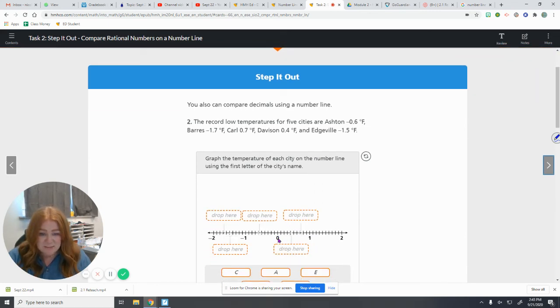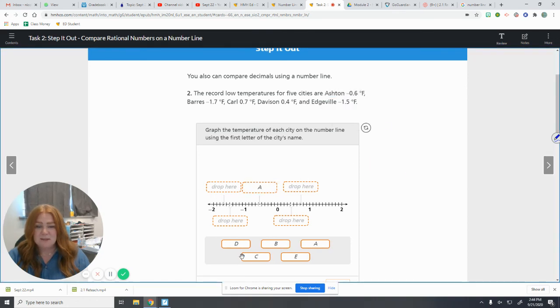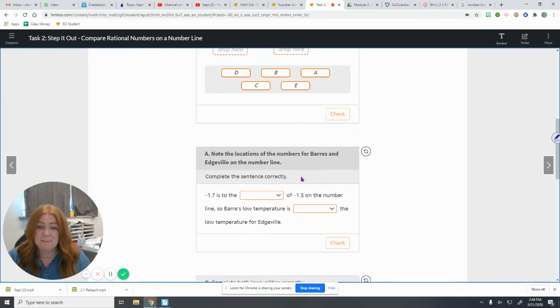So again, I can see between 0 to 1. Here's 1/10, 2/10, 3, 4, 5, 6, 7, 8, 9, 10 tenths. So -0.6, I know has to go toward the negatives. It's going to be between 0 and 1. So I'll count over 6 places to get 6 tenths. So Ashton A has -0.6 here.